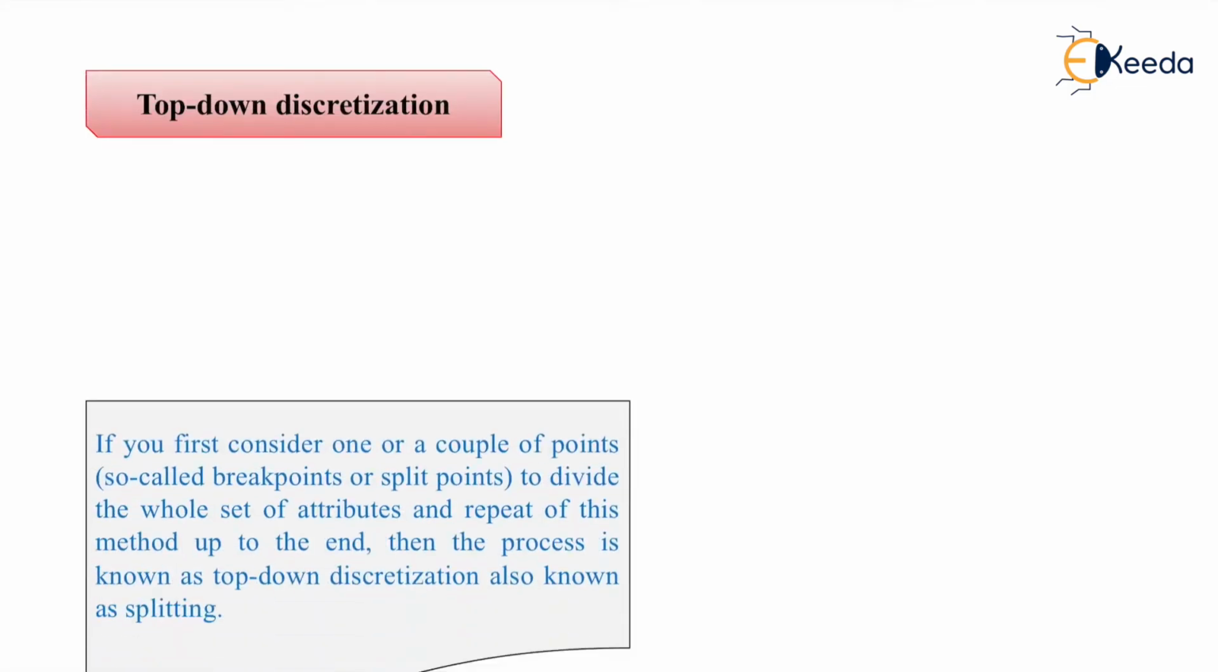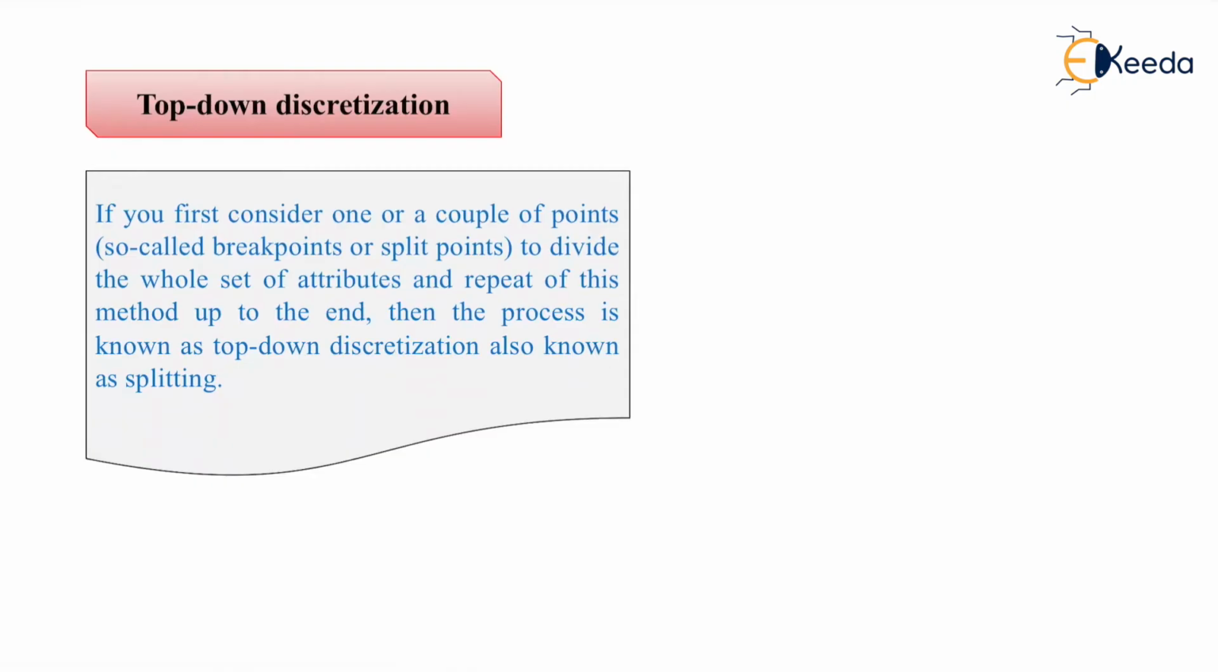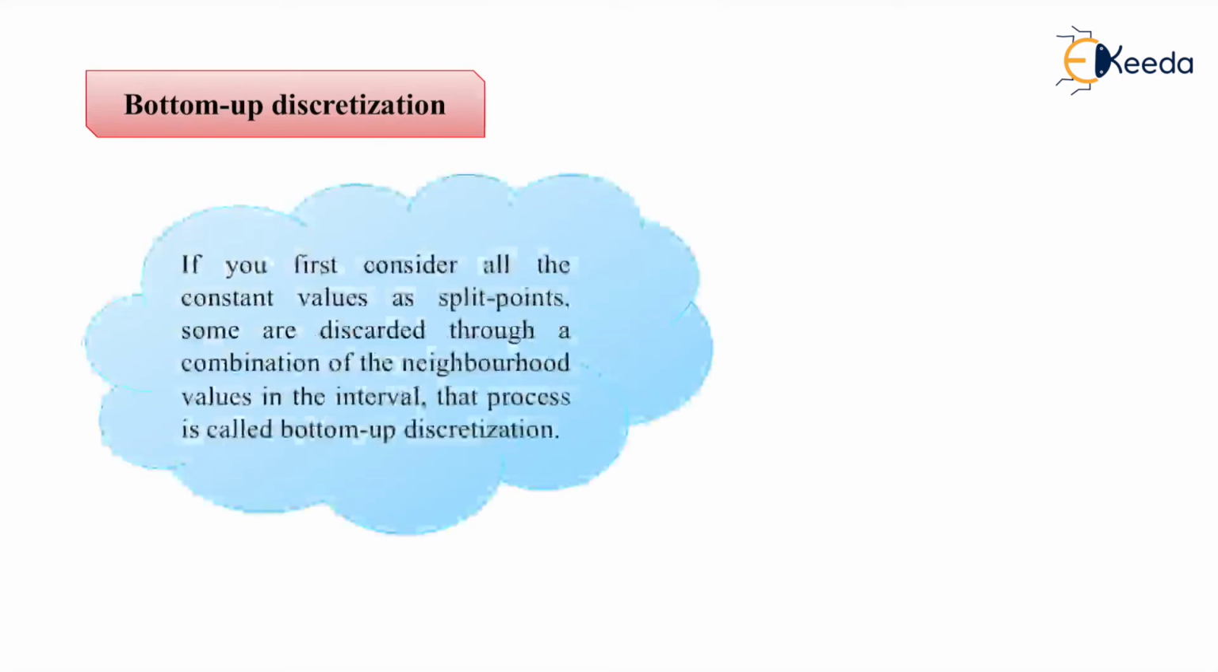The next approach we are using first is top-down discretization. In top-down discretization, if we first consider one or a couple of points to divide the whole set of attributes and repeat this method up to the end, then the process is known as top-down discretization, also called splitting of your data. Next is bottom-up discretization. If you first consider all the continuous values as split points, some are discarded through a combination of neighborhood values in the interval. That process is called bottom-up discretization.